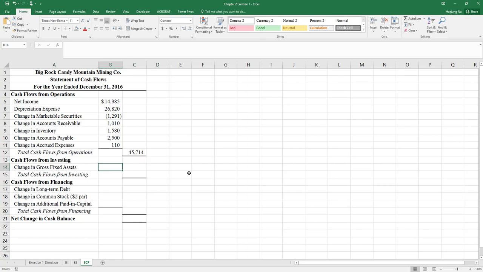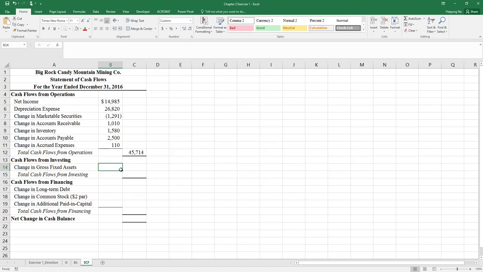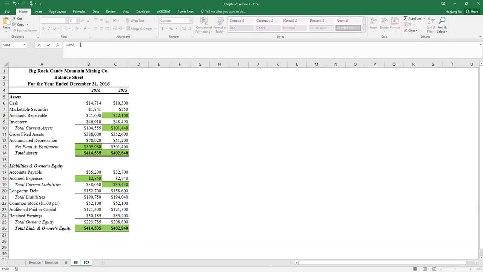So change in gross fixed assets. Another name for this is CapEx or capital expenses, but your textbook just calls it change in gross fixed assets, so I'm going to leave it this way. And this item, if you think about it again, this means purchase, right? So purchase means cash outflow, an inverse relationship. Should be negative. Go back. Oh, forgot about the parentheses. But don't forget your parentheses when you actually have a negative sign outside, okay?